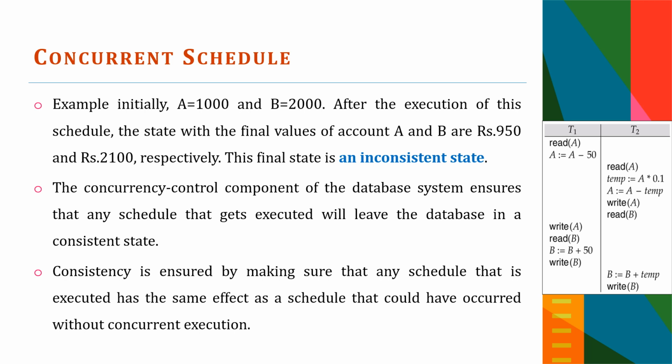The concurrency control component of the database system ensures that any schedule that gets executed will leave the database in a consistent state. This consistency is ensured by making sure that any schedule that is executed has the same effect as a schedule that could have occurred without concurrent execution. So consistency makes sure that any schedule has the same effect as if the transactions were executing in a serial manner.